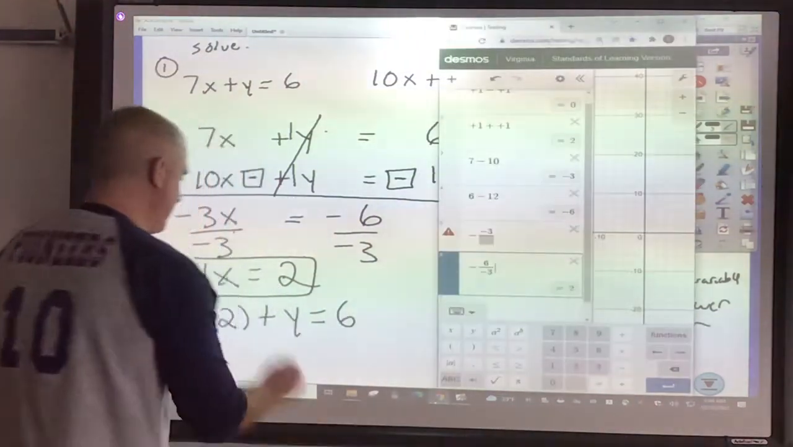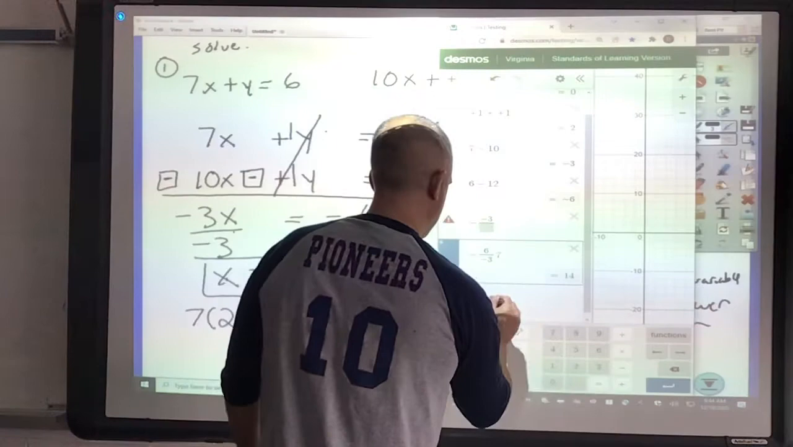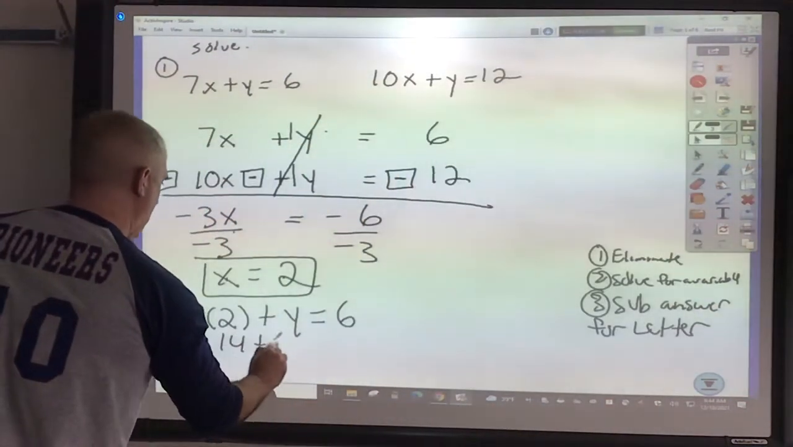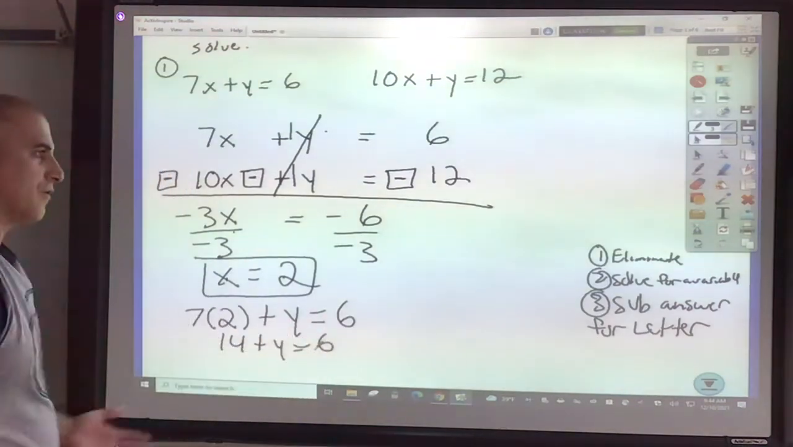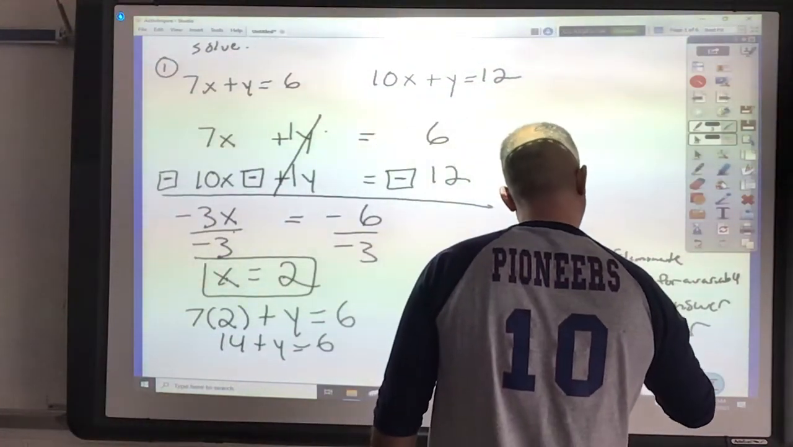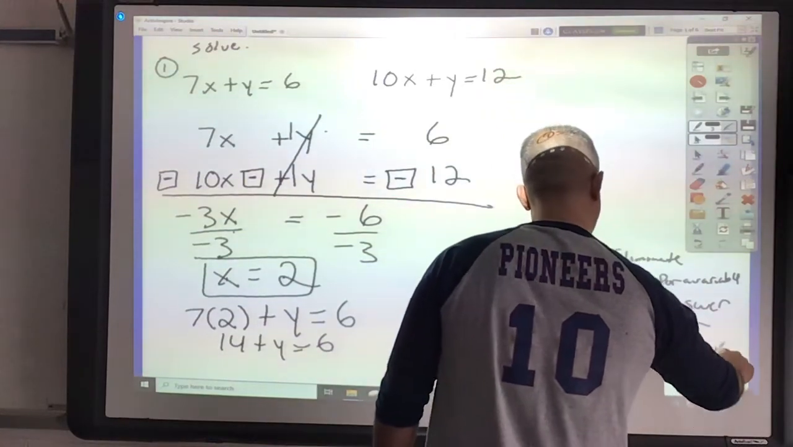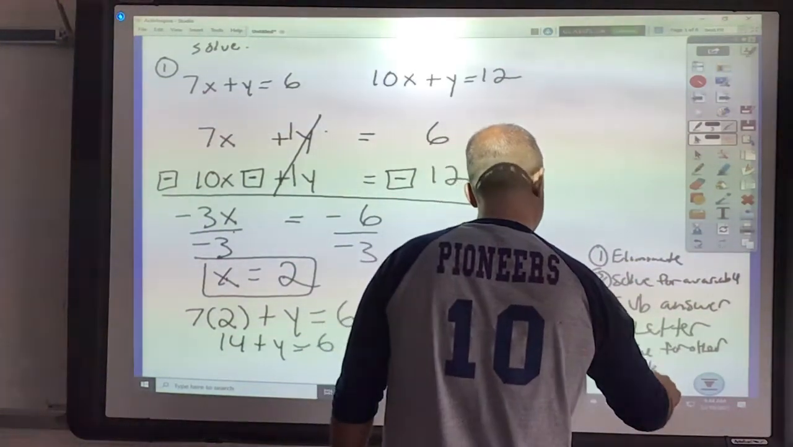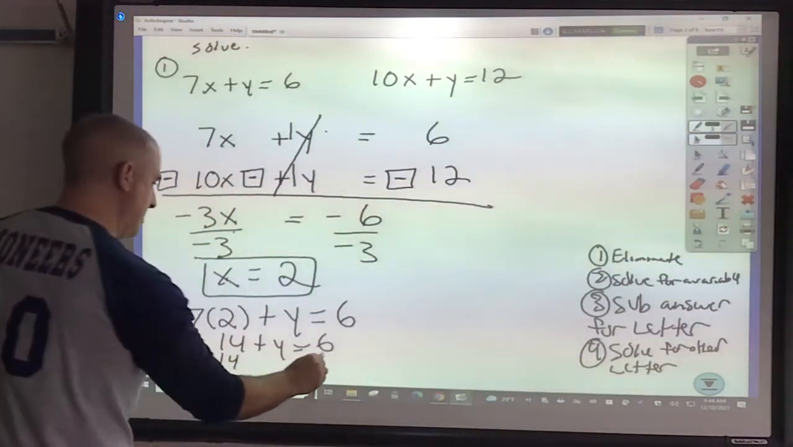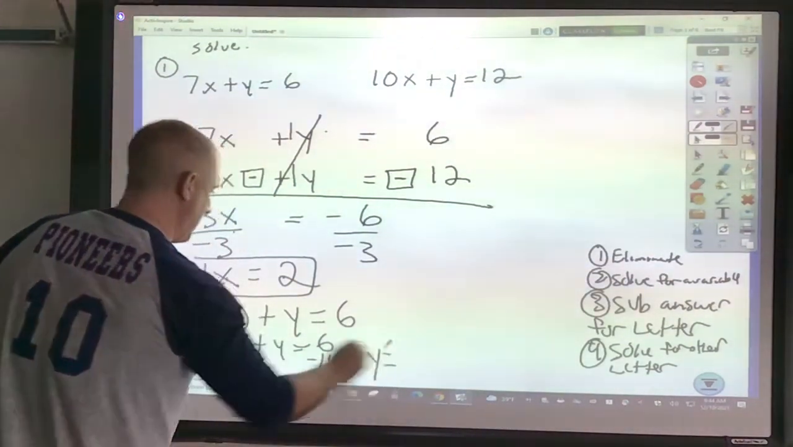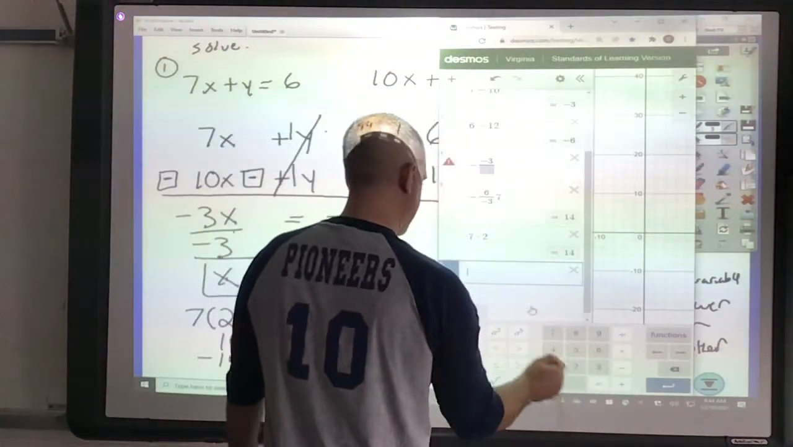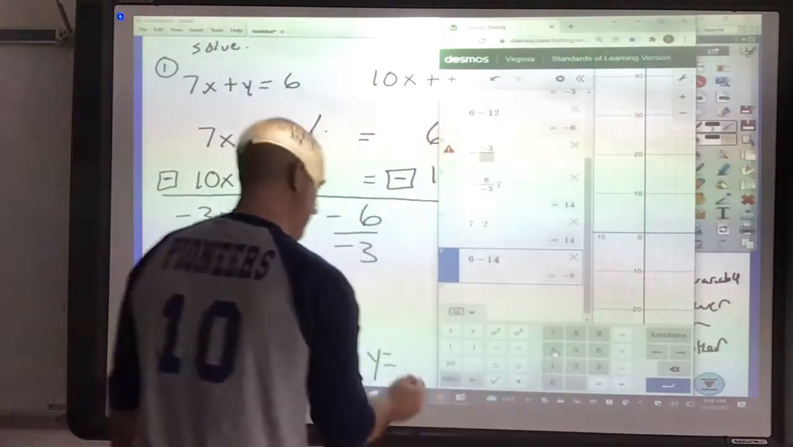So I use my calculator. 7 times 2 is 14. Now all I want to do is solve for y. So I want to solve for the other letter. The way I would do that is I would subtract 14 from both sides. I get y equals 6 minus 14, which is negative 8.